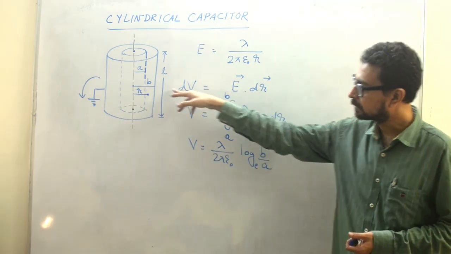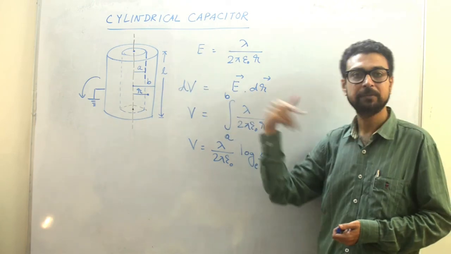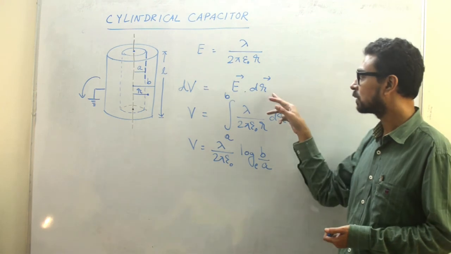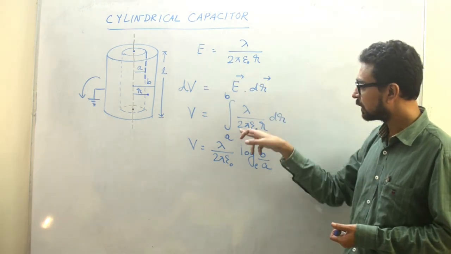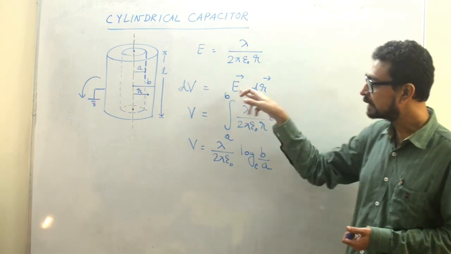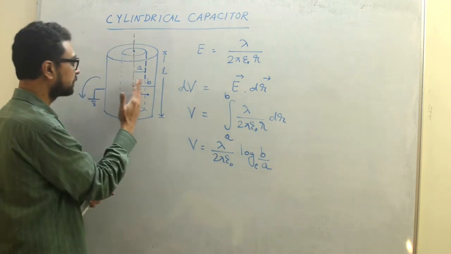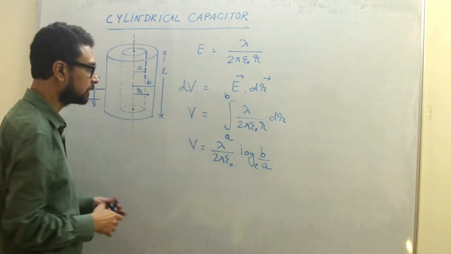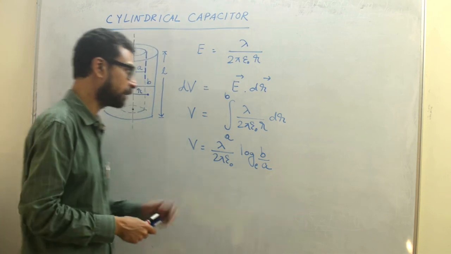So dV, the difference in potential, will be E dot dr, and the angle between them is 0, so cos 0 is 1. So E dr, where E is lambda by 2 pi epsilon naught R, times dr. Now I will integrate to find out the net potential difference between A and B, from this surface to this surface. So integrating this, I am getting this kind of result, which I don't think you will have a huge problem to find out.